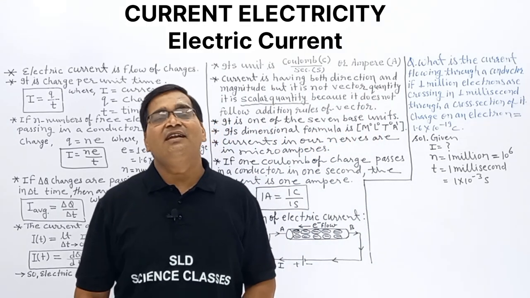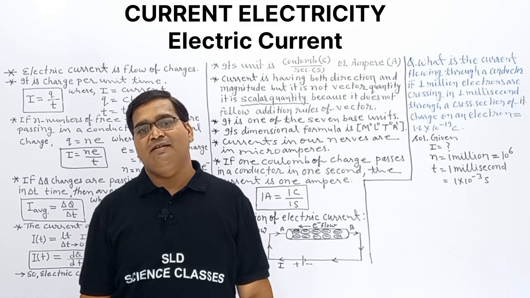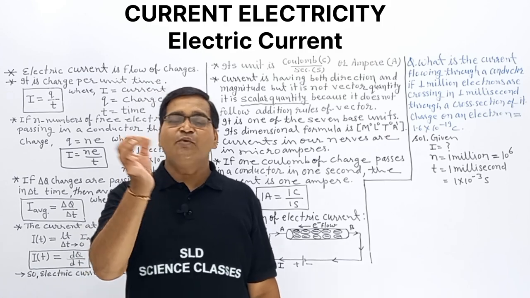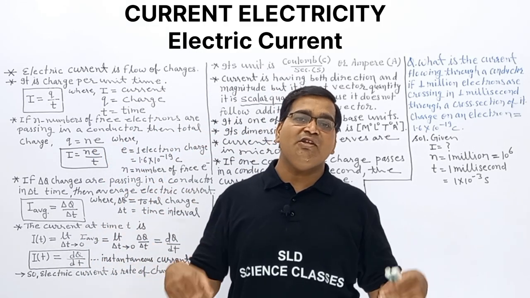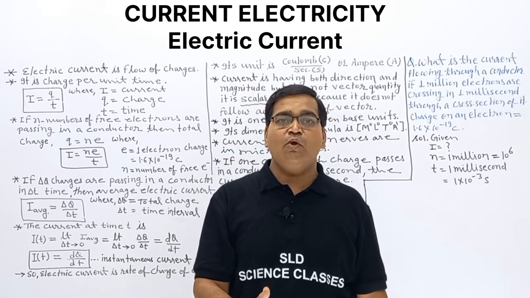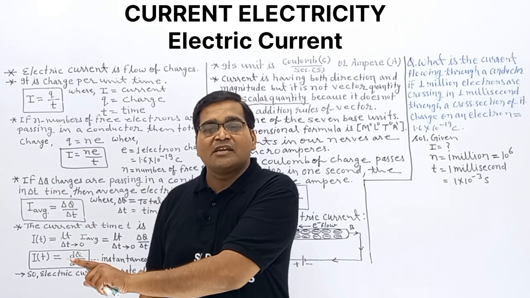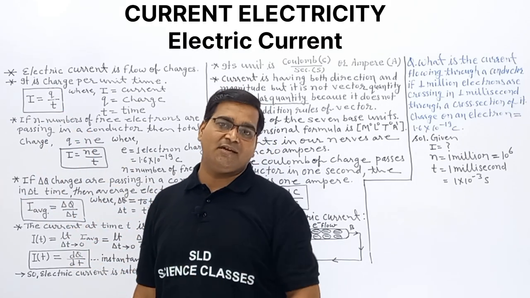Observe, electric current is what? A fundamental quantity, or we can say a base quantity. Physical quantities are those quantities which are measurable, and there are two types. One is fundamental or base quantities, and the second one is derived. Derived quantities are derived from two or more base quantities.